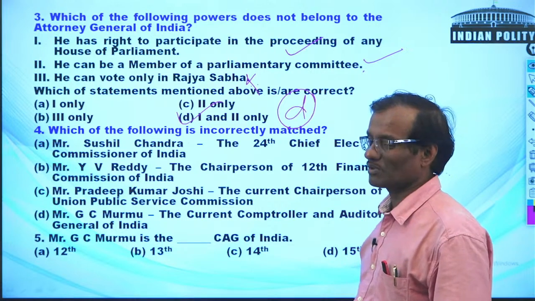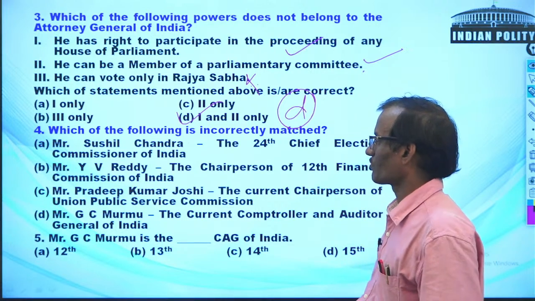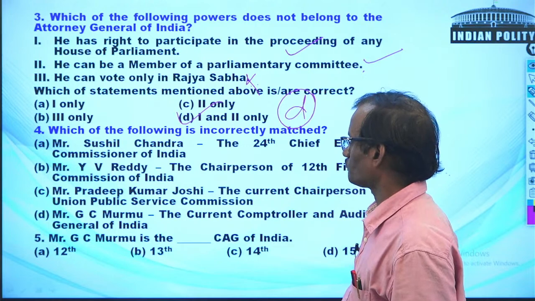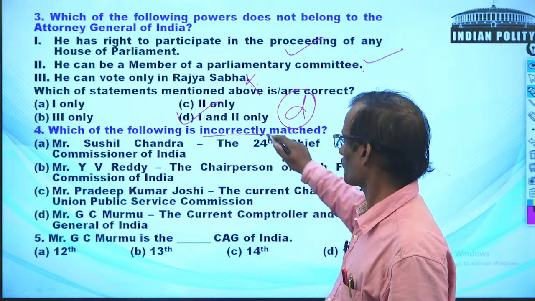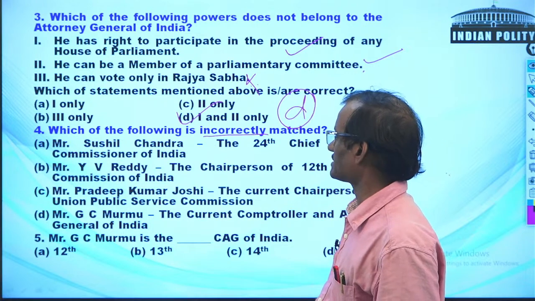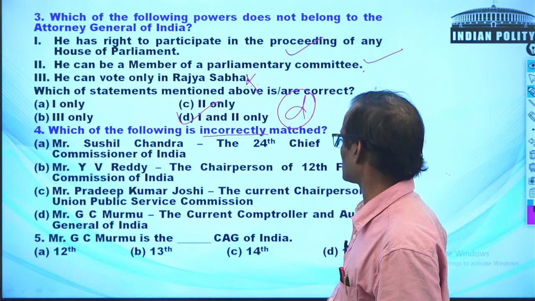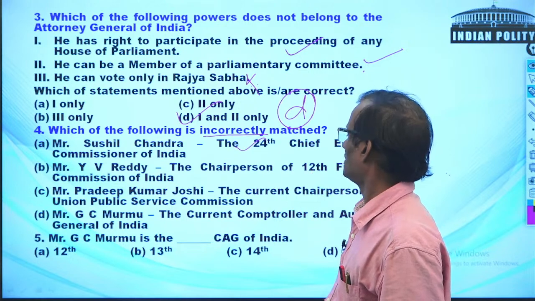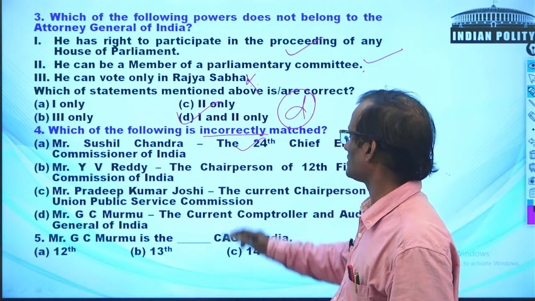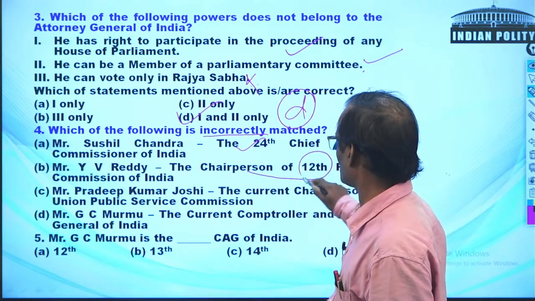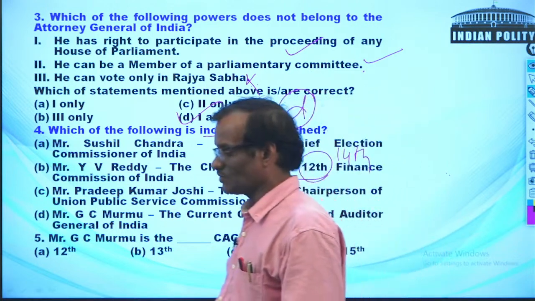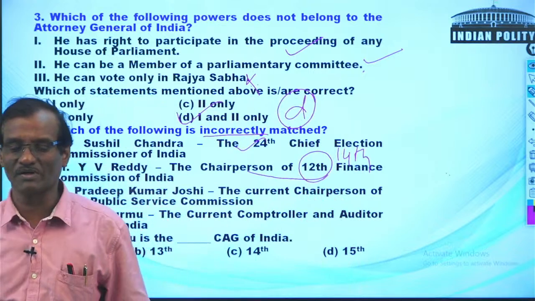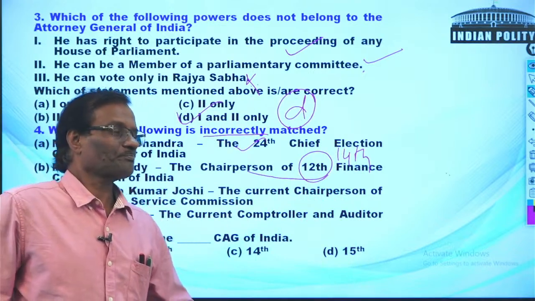What is the question number 4? Which of the following is incorrectly matched? Okay. Sushil Chandra is the 24th election commission, that is correct. Y.B. Reddy is not the chairperson of the 12th finance commission, that is the 14th finance commission. And do you know what is the most crucial thing about Y.B. Reddy commission? Any idea?